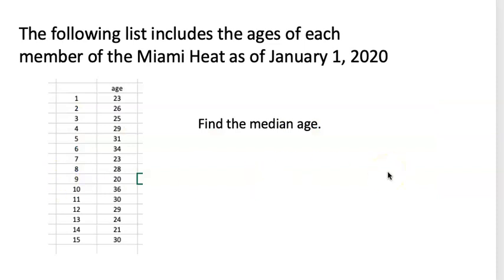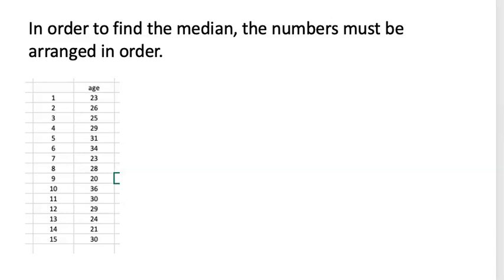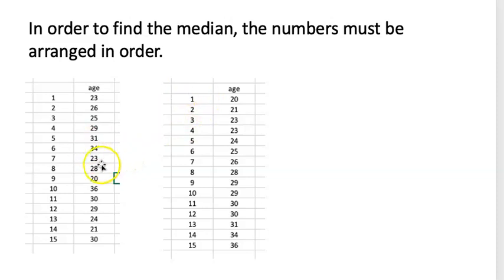So here we have the ages of the Miami Heat NBA team as of January 1st, 2020. So there are 15 players on the roster, 23, 26, 25, 29, etc. We want to find the median age, but the first thing we have to do is put them in order from lowest to highest. Not necessarily an easy task, right? But it's something you've got to do with 15 numbers that's manageable. And the lowest number we have here is 20. The highest number we have is 36. So once they're arranged from lowest to highest, we can ask ourselves, what is in the middle?